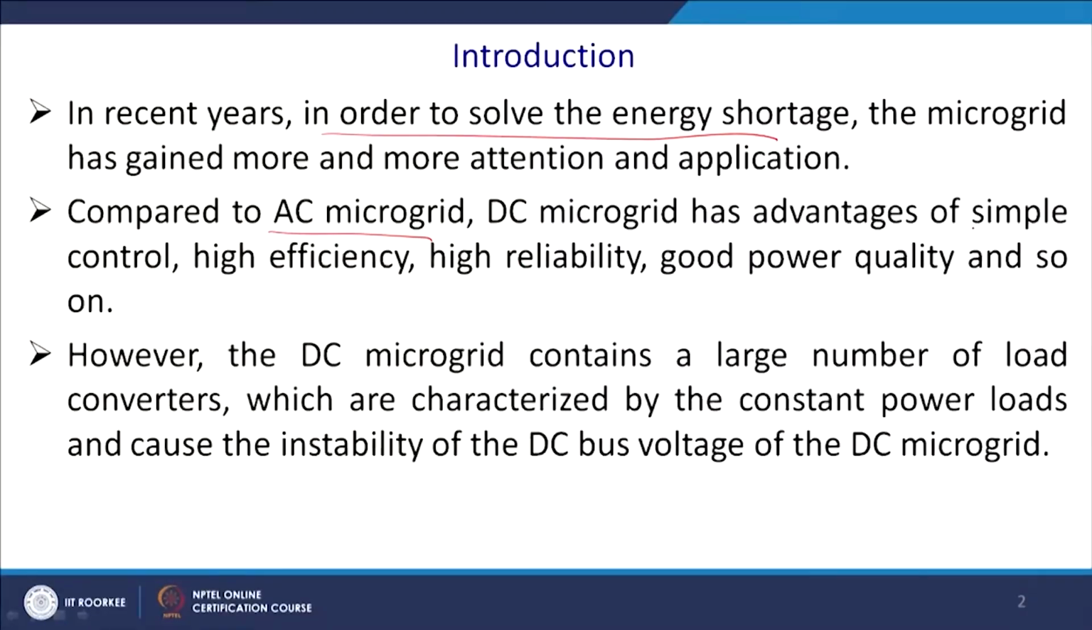The DC microgrid has the advantage of simple control, because it does not have different entities like voltage and frequency, real power, imaginary power. So you require only to control the voltage, and thus control is simple. It is also highly efficient because, in the absence of the reactive component of the power, the KVA rating of the coil is the same as the resistive rating, and for this reason it is highly efficient.